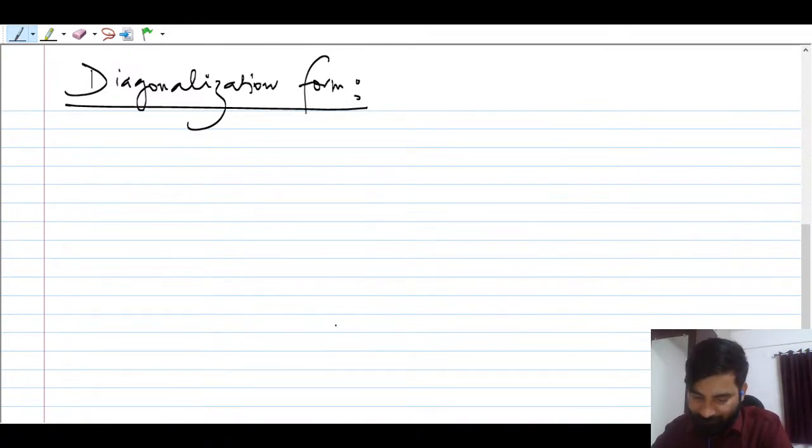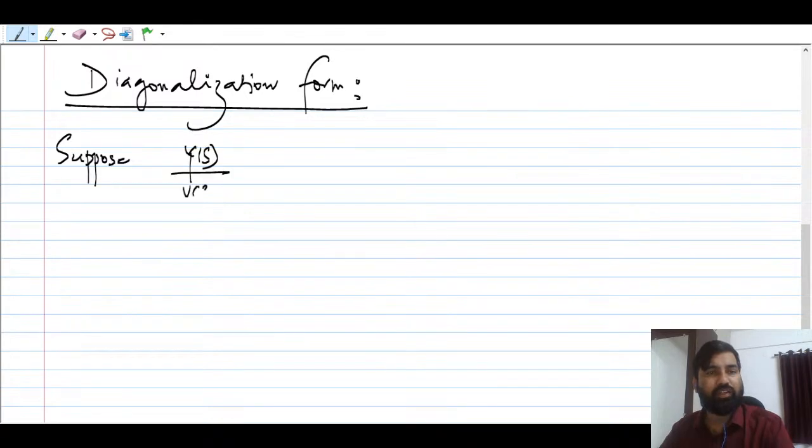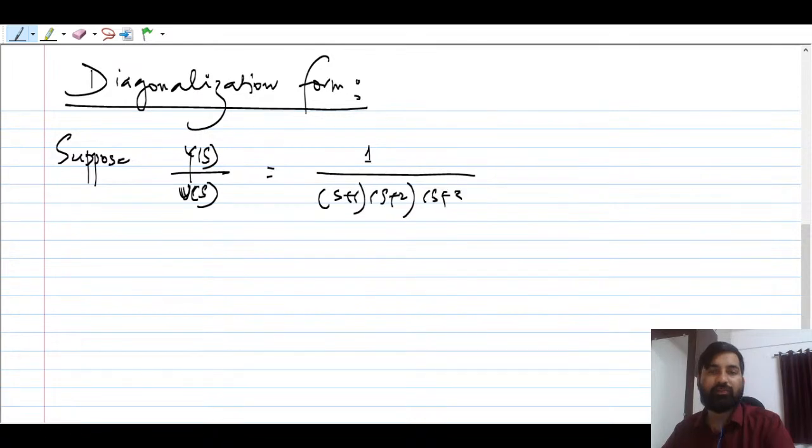Suppose we have a transfer function Y(s) by U(s), where U(s) is the input and Y(s) is the output. Suppose the numerator is 1, and the denominator has the factorized form (s plus 1), (s plus 2), and (s plus 3).